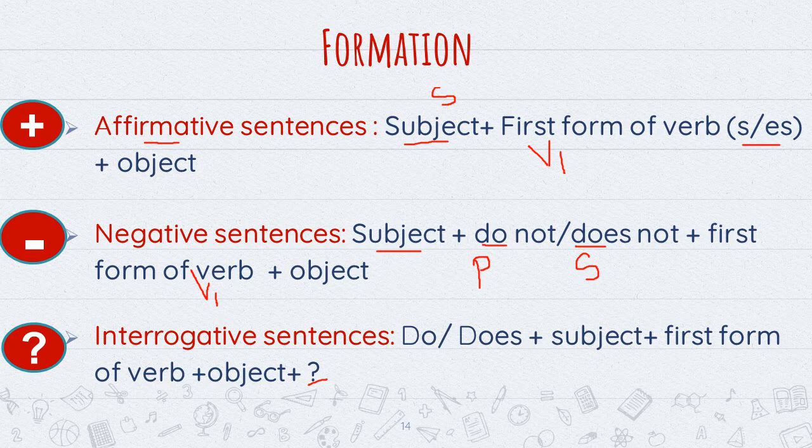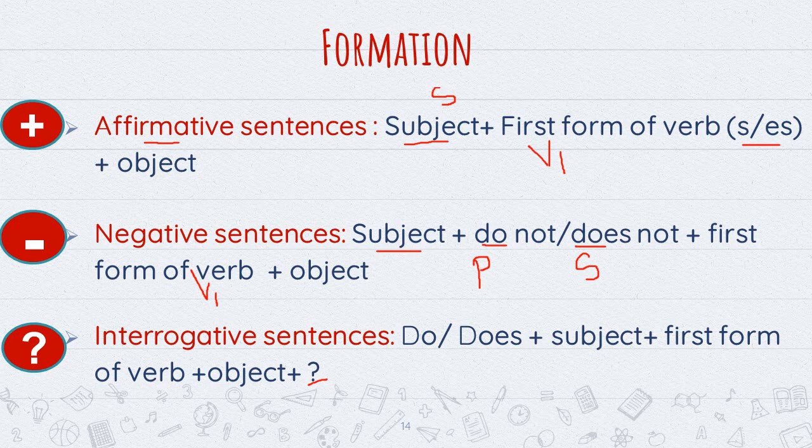Wherever there is third person singular, means he, she, it or any name, there we use verb first form plus s or es. But with first person, second person and third person plural, we use only verb first form. Negative sentences: we use do not or does not.